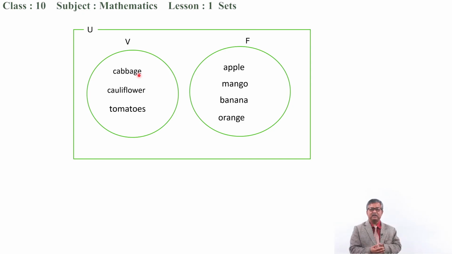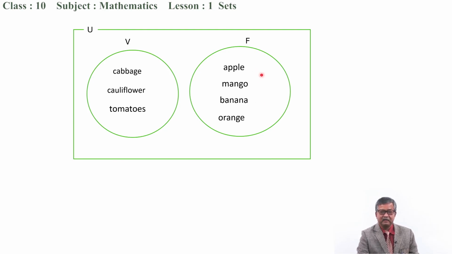3 elements. That is what? Cabbage, cauliflower and tomatoes. So that's why these 3 members are here: cabbage, cauliflower and tomatoes. Similarly, next set is what? There is a set of the fruits, isn't it? So set of the fruits, how many elements are there? How many members? 4 members. That is what? Mango, apple, banana and oranges.